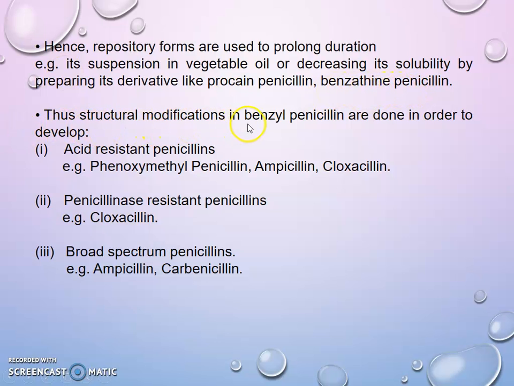Thus, structural modifications in benzyl penicillin are done in order to develop acid-resistant penicillin, for example, phenoxymethyl penicillin, ampicillin and cloxacillin; penicillinase-resistant penicillin, for example, cloxacillin; and broad-spectrum penicillin, for example, ampicillin and carbenicillin.